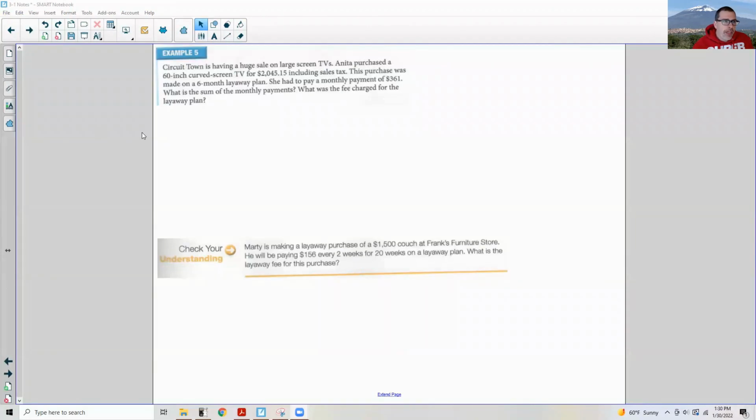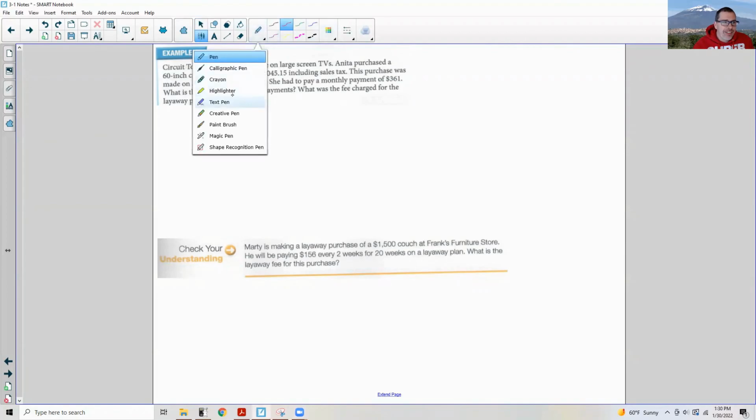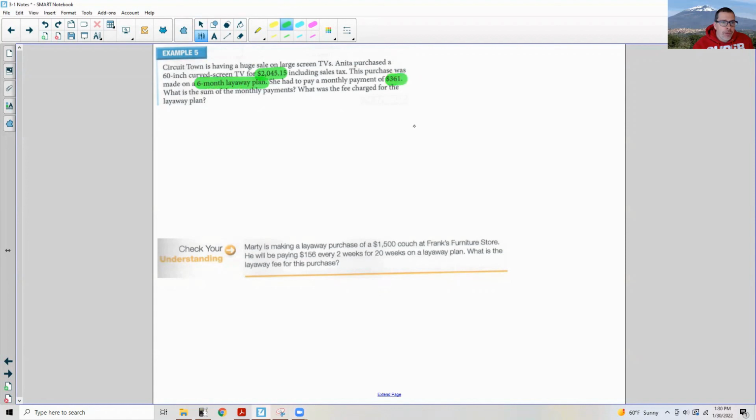Okay, example 5. Circuit Town is having a huge sale on large screen TVs. Anita purchased a 60-inch curved screen TV for $2,045.15. That included the sales tax. This purchase was made on a 6-month layaway plan. She had to pay the monthly payment of $361. What is the sum of the monthly payments?